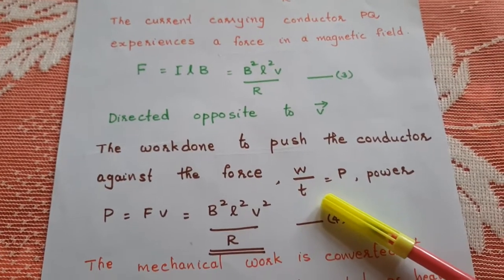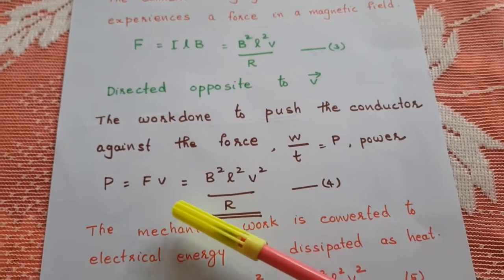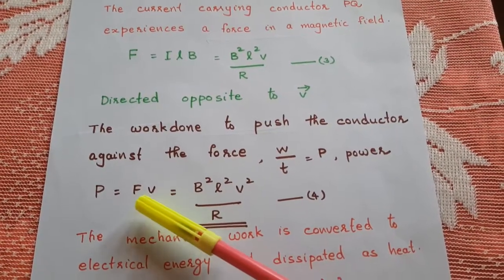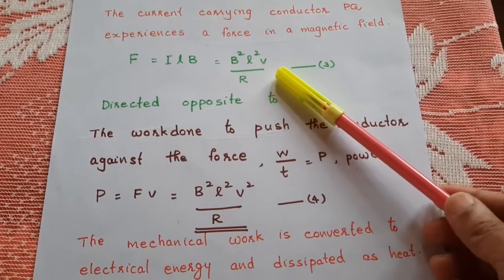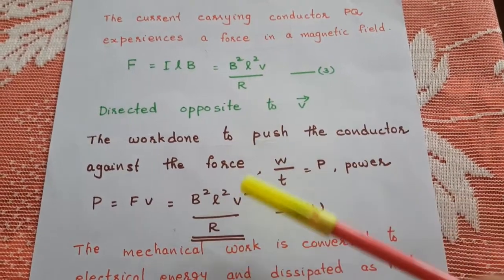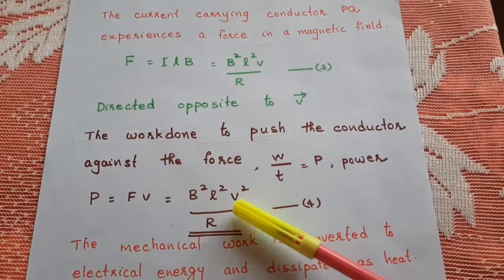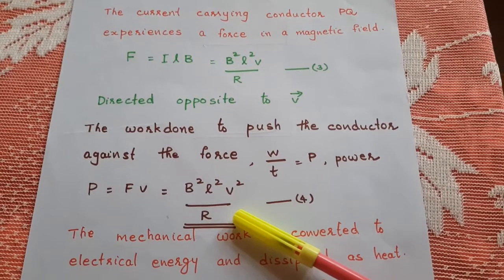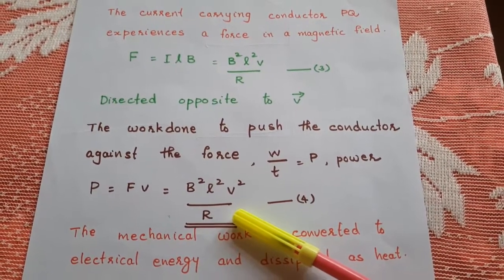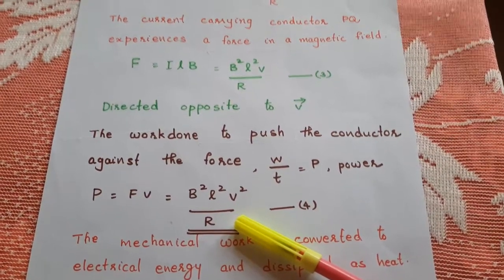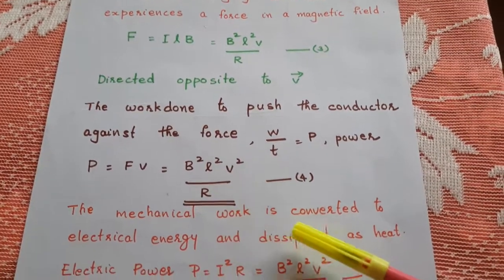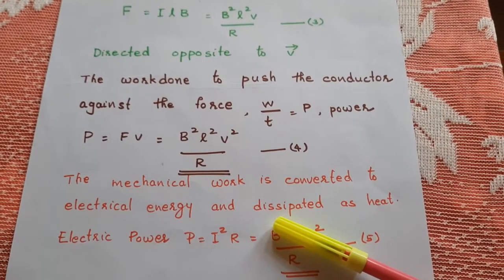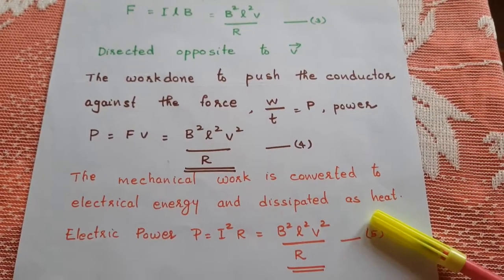The work done per unit time or power is given by force into velocity. Let us substitute for force, B square L square V by R, into velocity. So the power is B square L square V square by R. It is the mechanical work required to push the conductor. And this mechanical work is converted to electrical energy and then dissipated as heat.